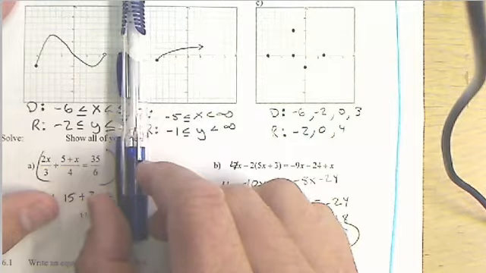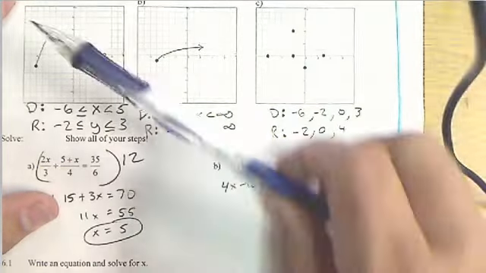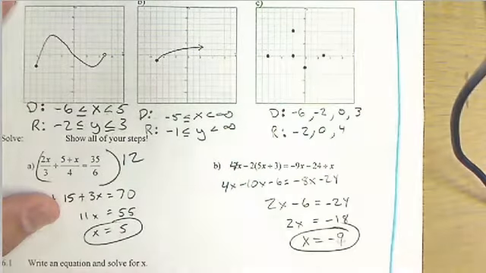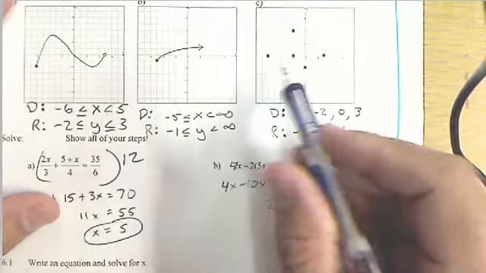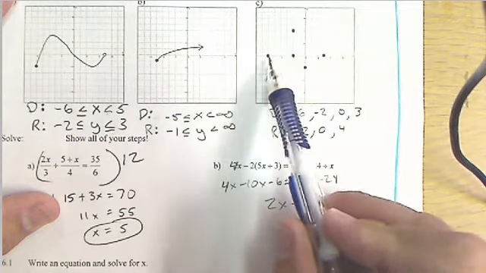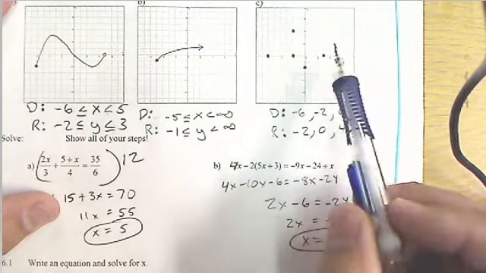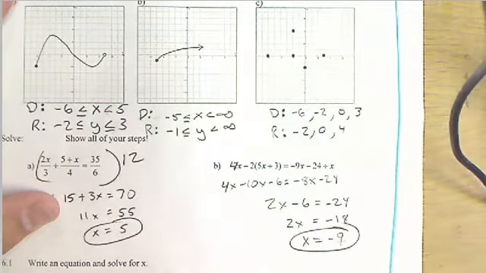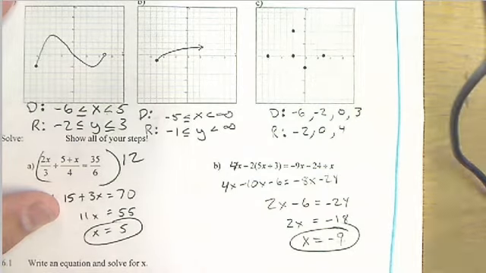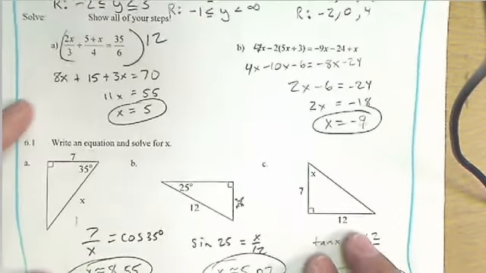So my domain goes all the way to -5 and all the way to infinity. My range starts at -1, goes all the way to infinity. And this one's just a list of points. So my x's can be at 6, -6, -2, 0, and 3. And then my y's could be -2, 0, and 4. That's all it is, listing what are the possibilities.